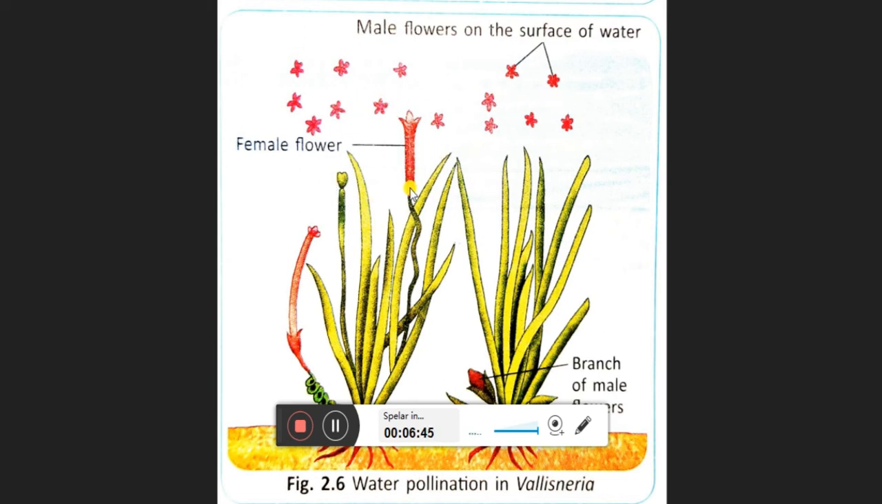So the female flower will remain there, and while floating, the male flower's pollen grains will come in contact with the female flowers, and then they get stuck to the stigma of the female flowers, and the pollination will be completed.